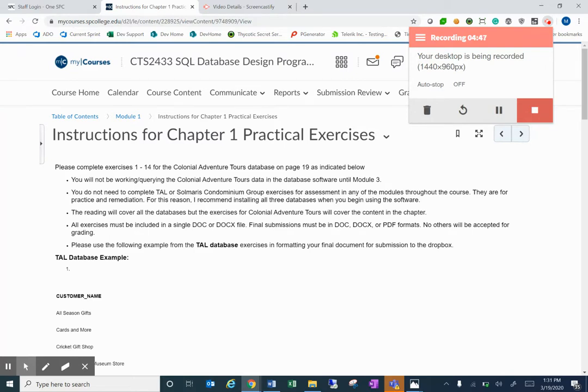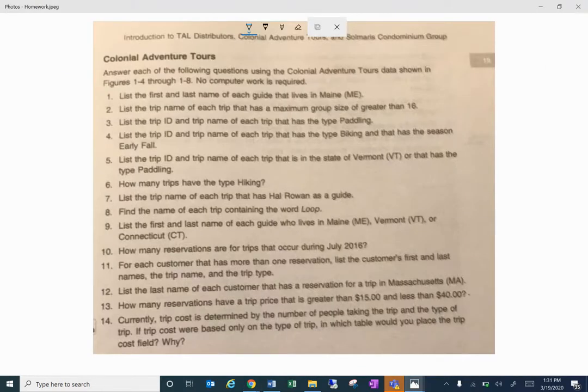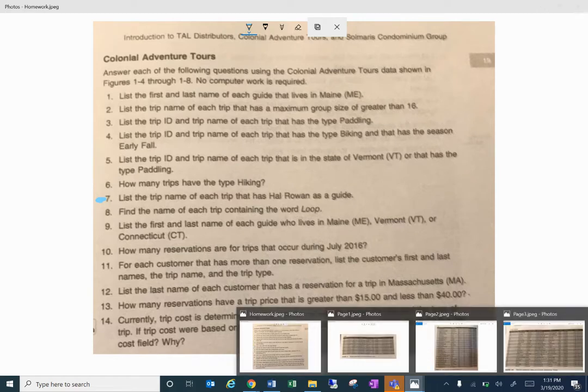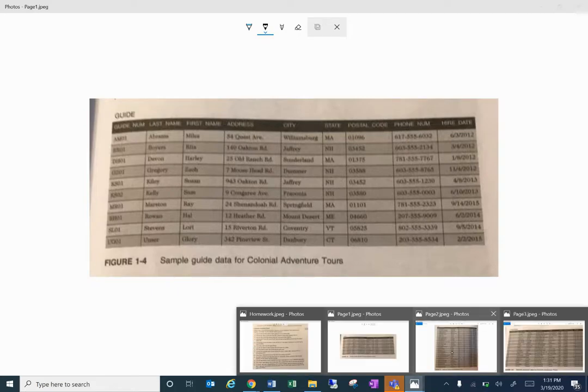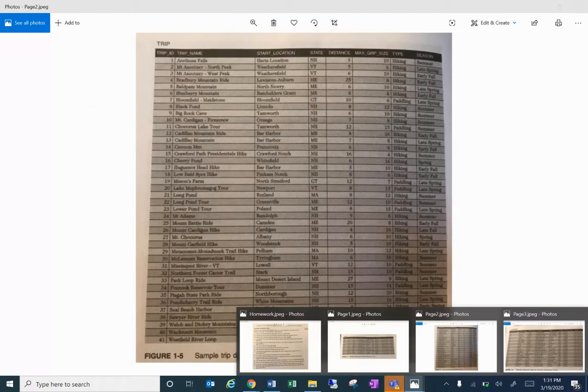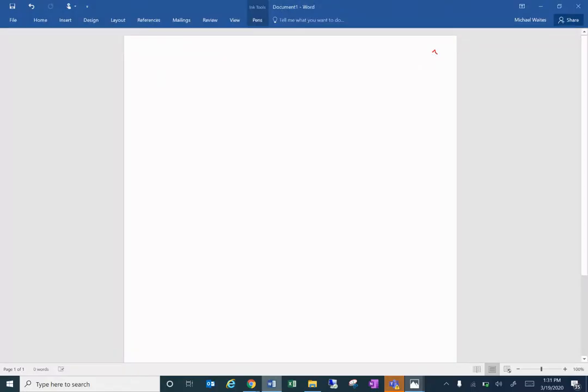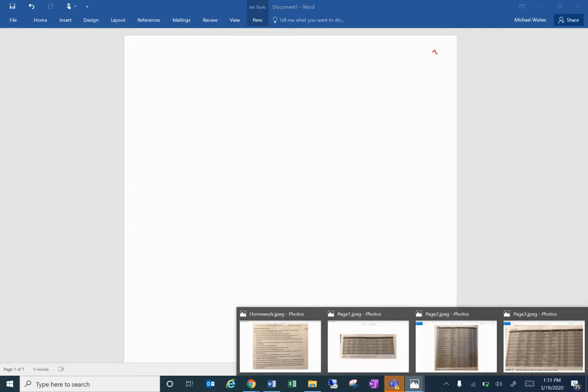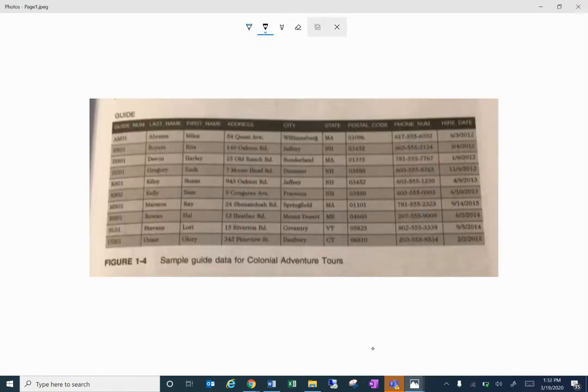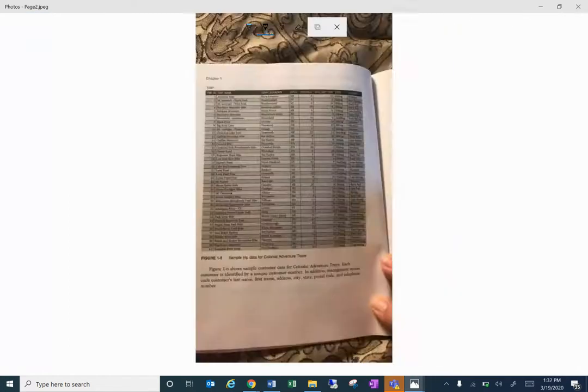All right, on this next one, we're going to take a look at one of the homework problems, and I'm going to give you some thought process to it, but I'm not going to actually solve it for you. So the one I want to take a look at is this number 7, list the trip name of each trip that has Hall Rowan as a guide. So we know that there's obviously the guide table, and we know that there's a trip table. What we also know is that there is a table that brings the data between the guides and the trips together. So as you can see, all guides have a guide number, and all trips have a trip number.